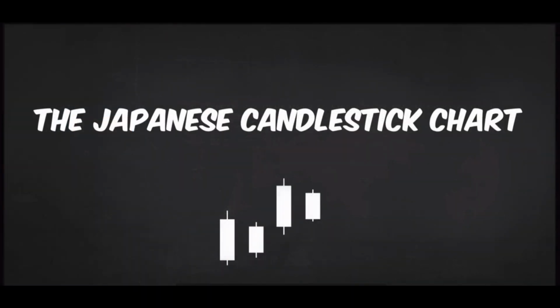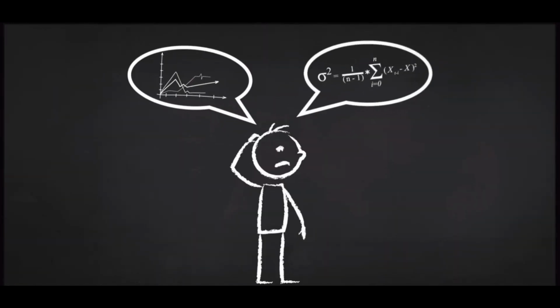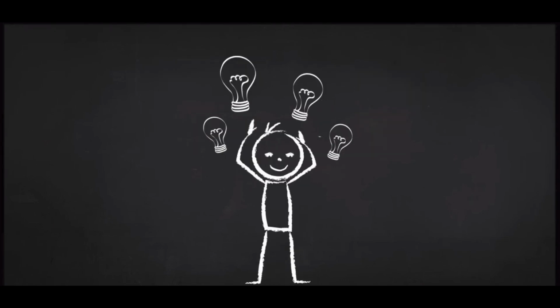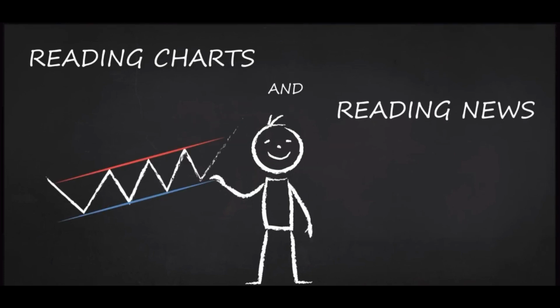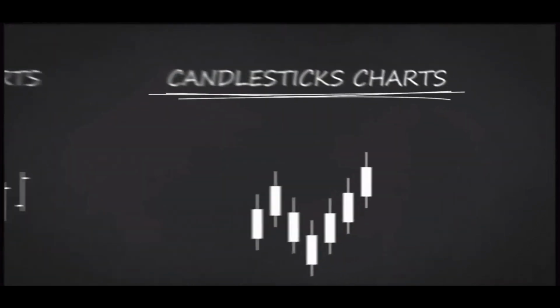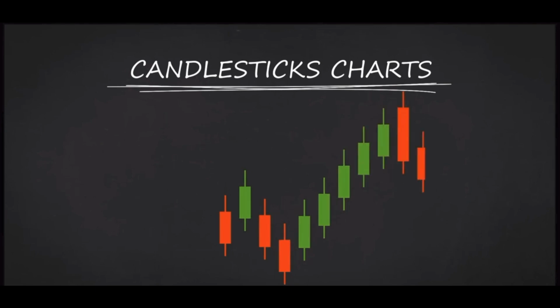Candlestick chart. Get to know the main chart patterns. You probably think that financial analysis is complicated, but it actually comes down to two simple things: reading charts and reading news. There are many types of charts, but Japanese candlestick, or simply candlestick, are the most popular ones. Such a chart consists of red and green candlesticks or candles lined one after another.